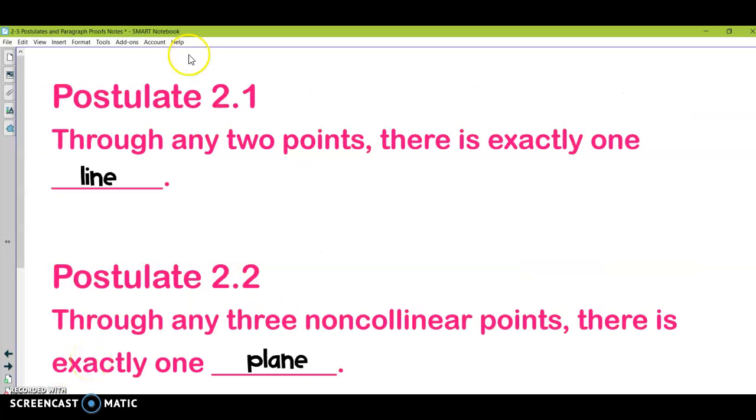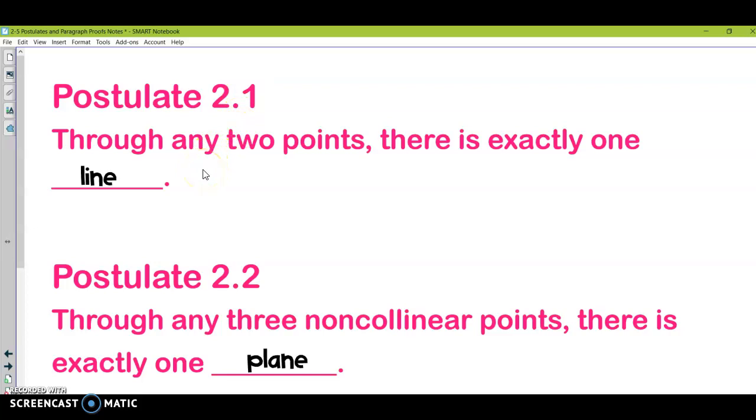So here are some postulates. There's those numbers I was referring to. Your book calls this one postulate 2.1, but another geometry textbook might call that postulate 1 or postulate 2.8, depending on when they cover it. So don't refer to it by its postulate number. We're going to use the sentence.